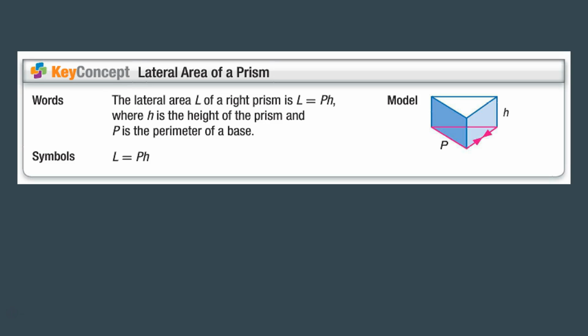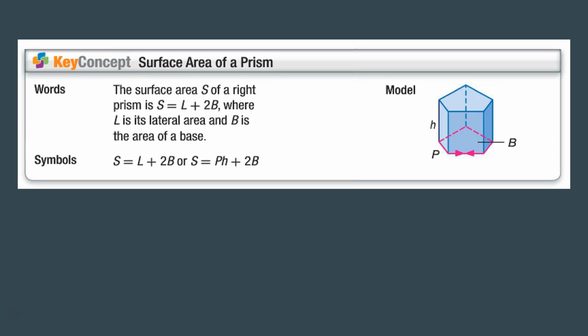So remember we said H is the height, which is what we're talking about right here. So here's our height. And then we have the perimeter of the base. Remember, perimeter is when you add all around, the distance all around it. So we're going to multiply these. That's how we find the lateral area of a prism.